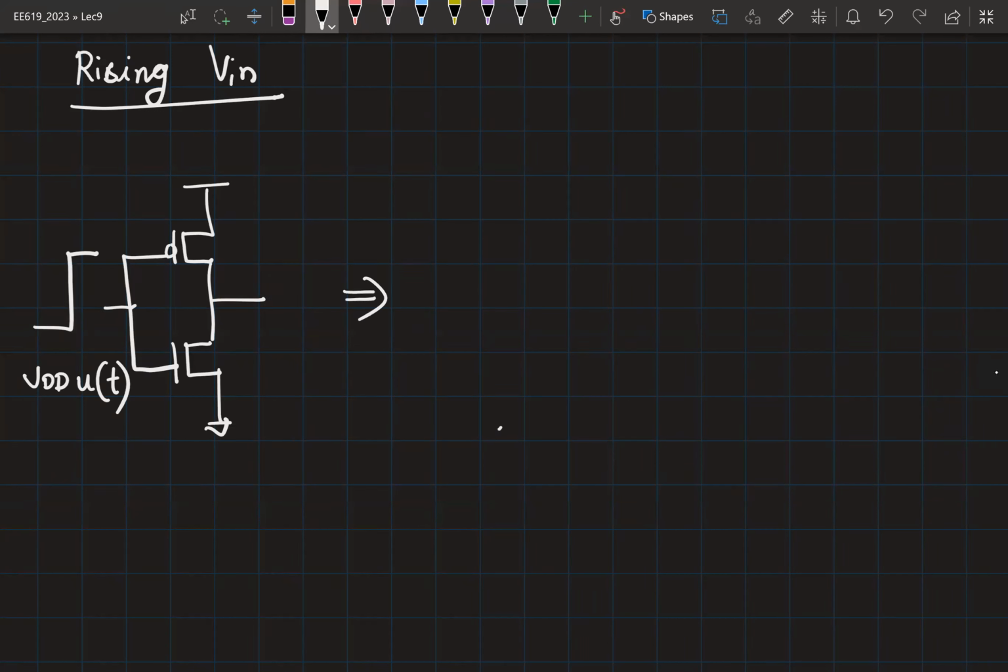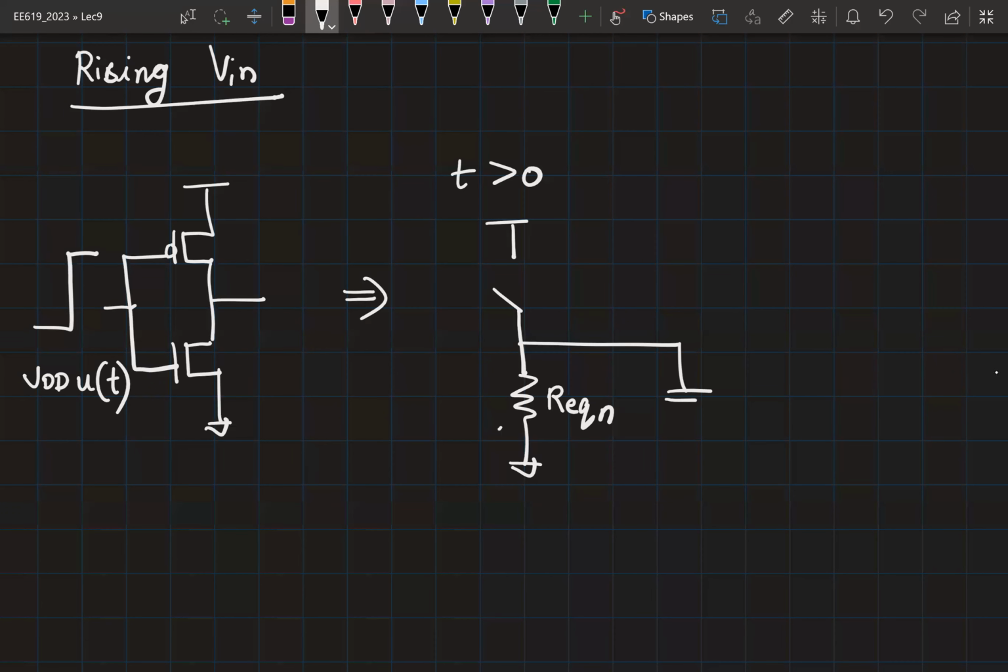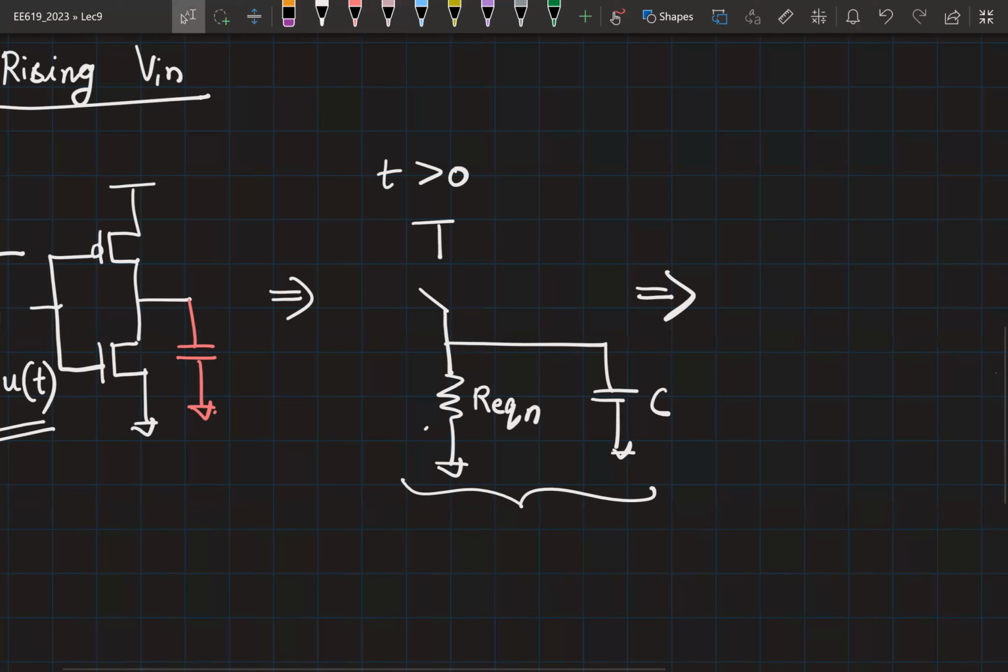Okay. Now we said that for t greater than 0, how can I represent the circuit? What happens to the PMOS? PMOS is in cutoff, so it is like an open switch. NMOS is now replaced by the equivalent resistance R equivalent N. And you have the capacitor C, which is all the capacitances present at the output. Now, can I modify the circuit so that the information about this input is also captured here? So we said that we are applying an input VDD into U of t. That information is not present in this equivalent network, right? Is the problem clear?